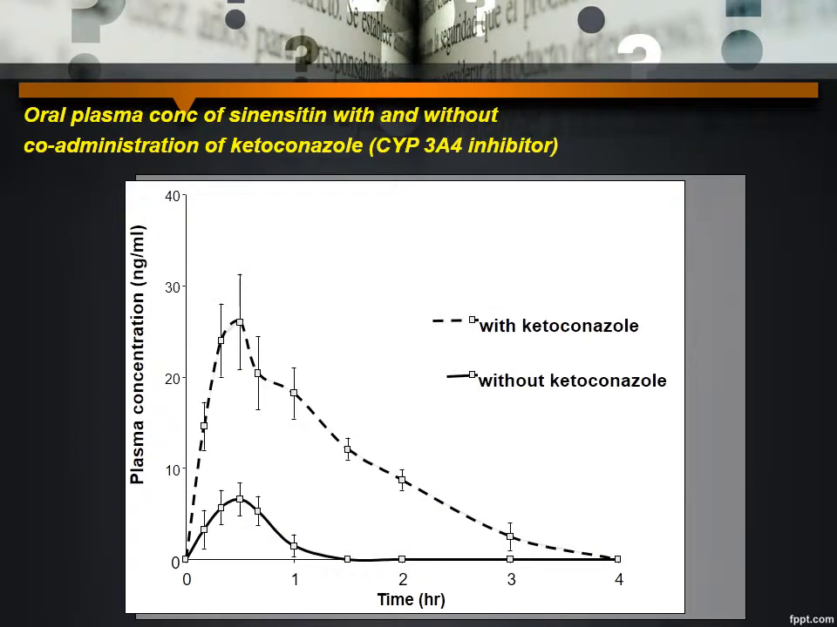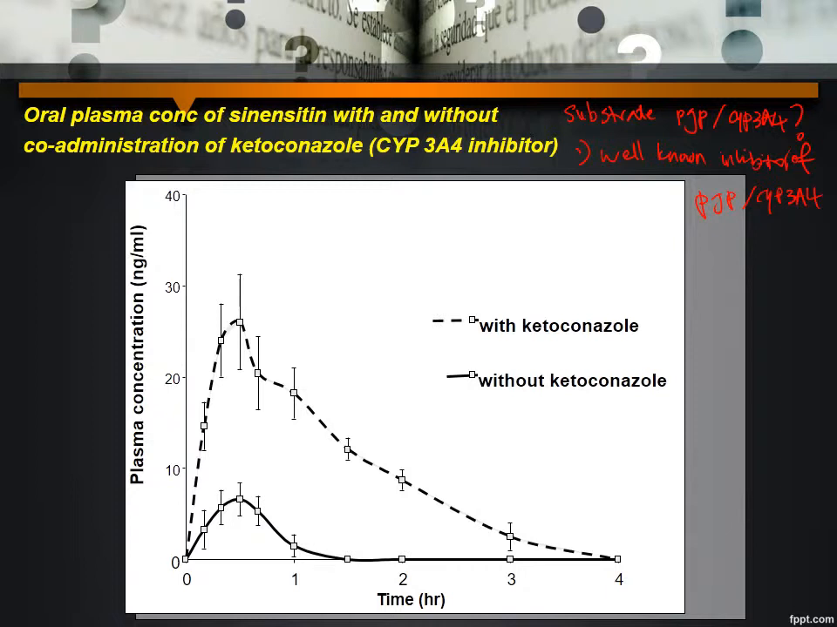So how do we know whether a substance or a new chemical entity is a substrate of PGP or CYP3A4? How do we know whether it is a substrate? To do this, we need to have a well-known inhibitor of PGP and CYP3A4.